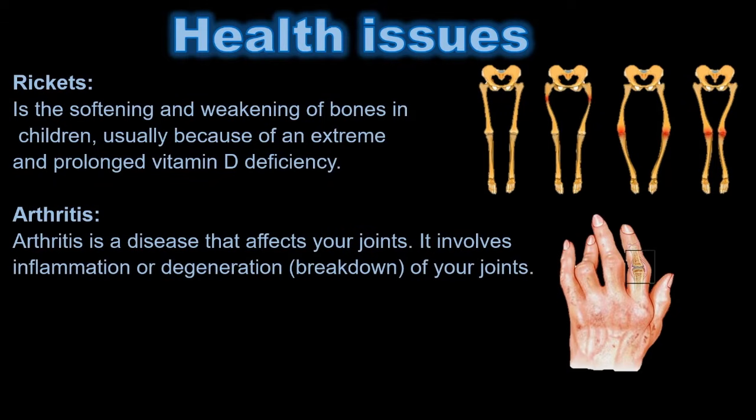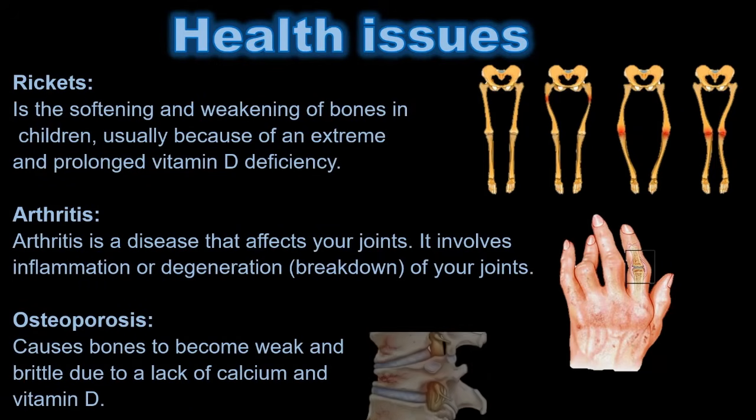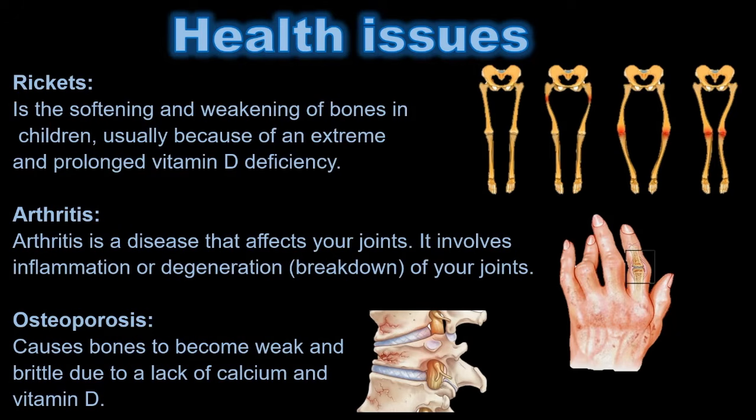Then also arthritis, which affects much older people. So this involves inflammation and degeneration, the breaking down of joints. So it's inflammation that builds up in joints. If you look at grandparents, you will see these common symptoms in the hands firstly.